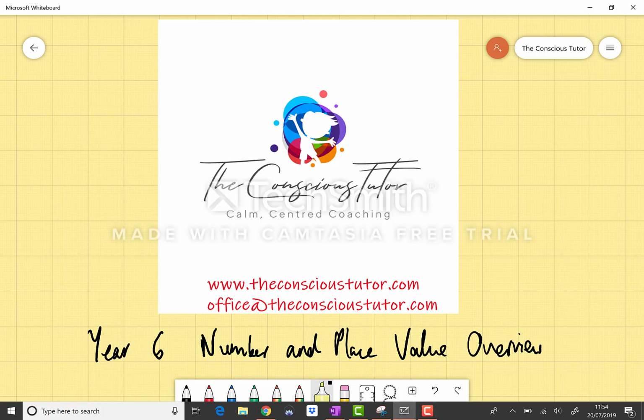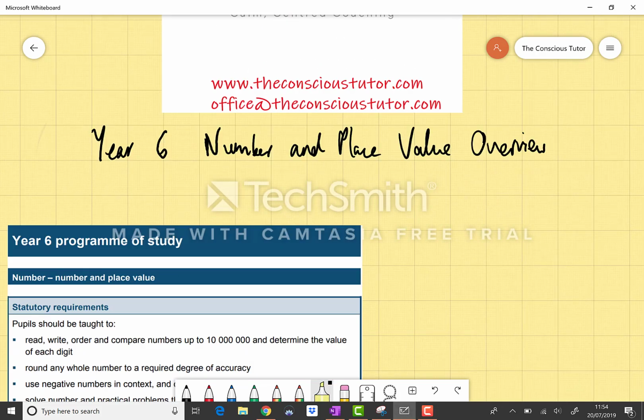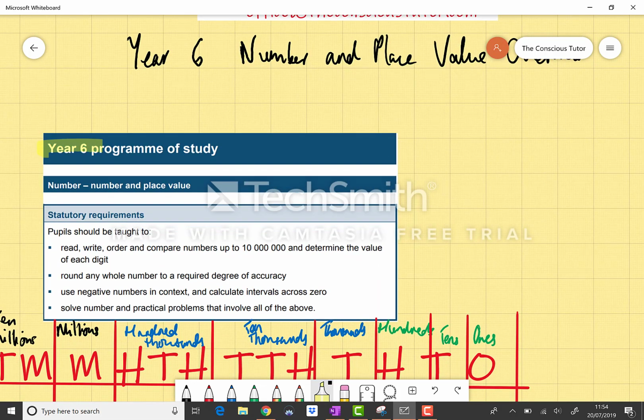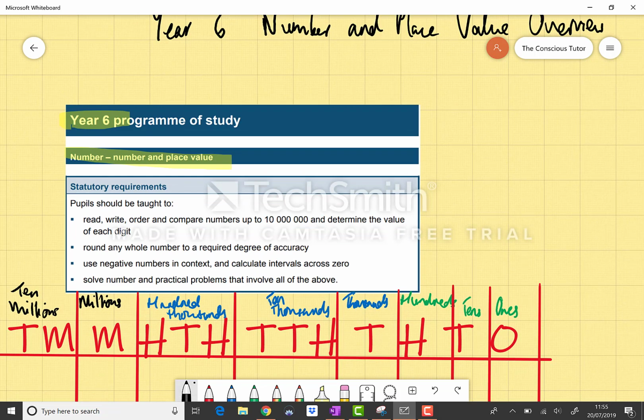Welcome to the Conscious Tutors Year 6 Maths overview for the topic of number and place value. So children in Year 6 need to be able to read, write, order and compare numbers up to 10 million, as well as identify the place value.